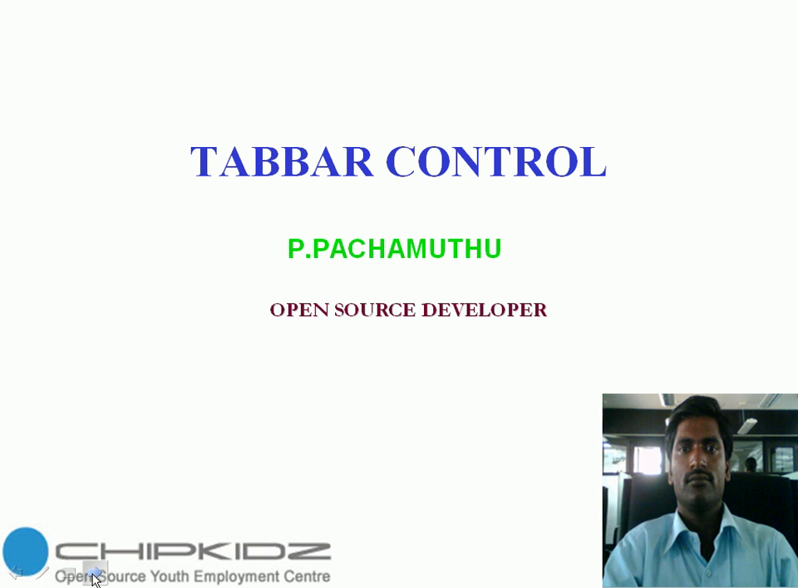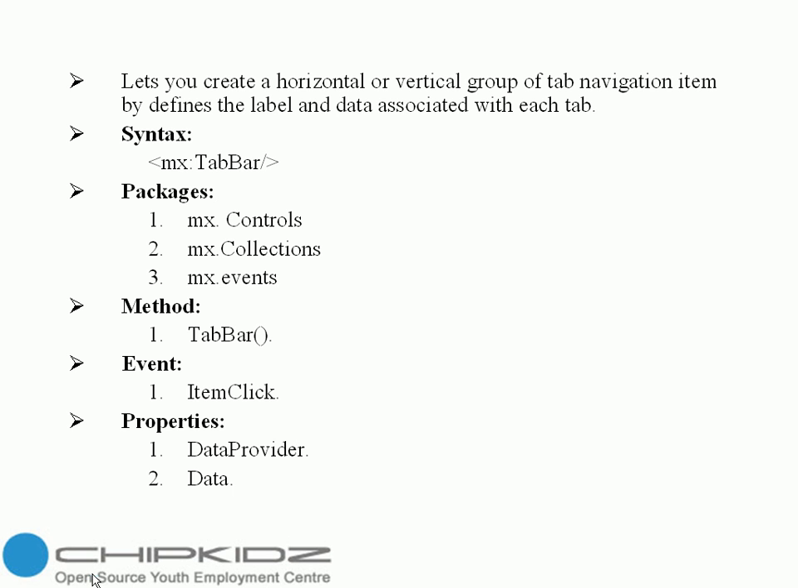Presently, I am going to talk about the TabBar control. The TabBar control lets you create a horizontal or vertical group of tab navigation items by defining the label or data associated with each tab.